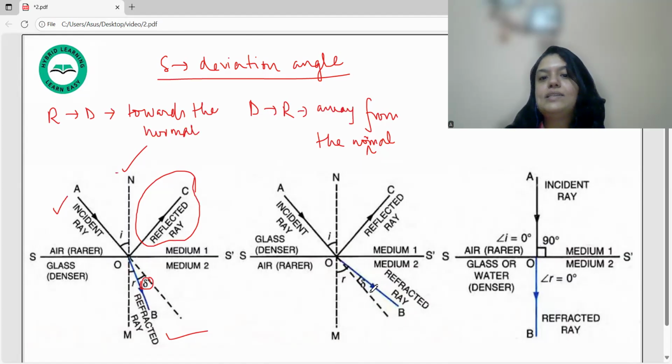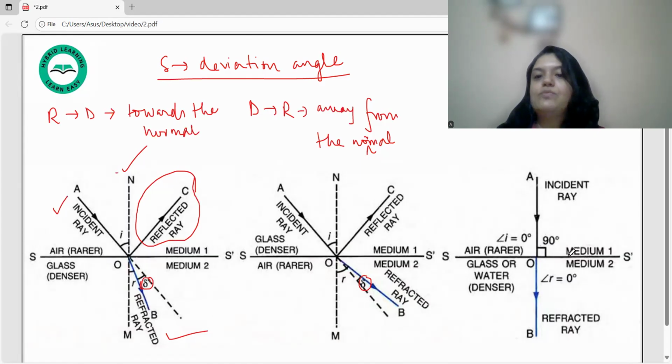Now, if you notice in this case, this is my R and this is my delta. So we are getting deviation in both the diagrams because obviously it is always deviating from the path. If there was no two medium, the light ray would have passed straight. But because of the difference in the medium, there is a bending which is taking place.